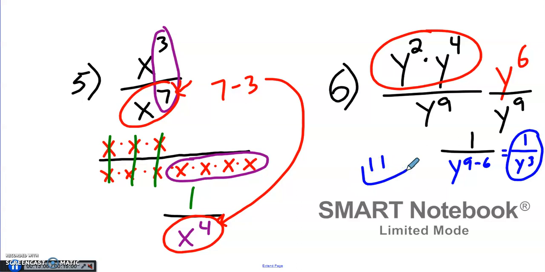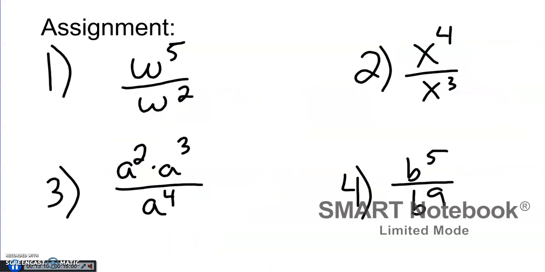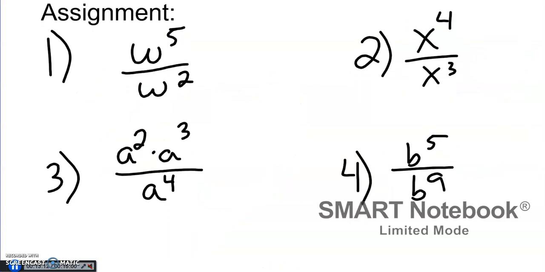So next slide is going to be your assignment. So let's show you what you have to do. You have these 4 problems to do. Okay, 1, 2, 3, and 4. So please complete these problems. On the next slide is going to be the answer. So if you pause the video, attempt them, and then check the slide next, that is going to be the answers to check your work.